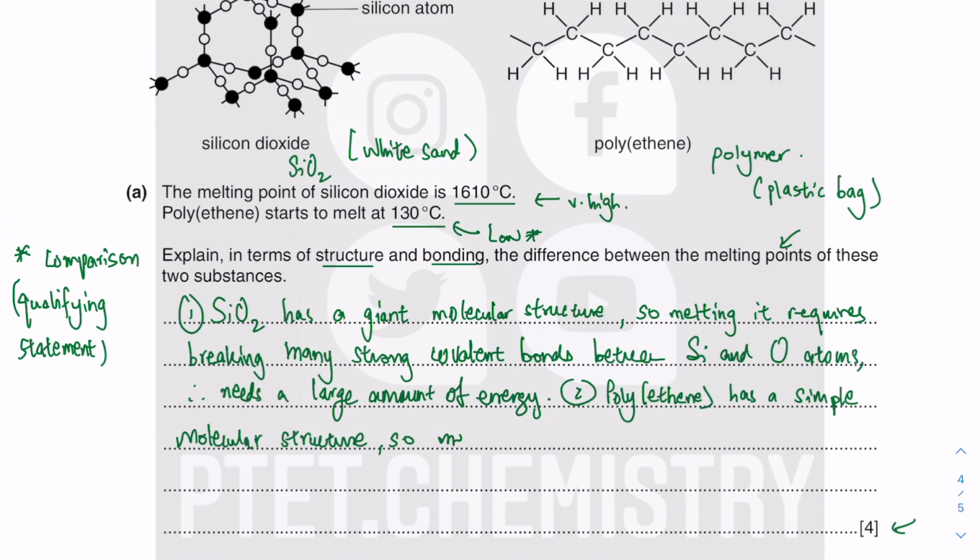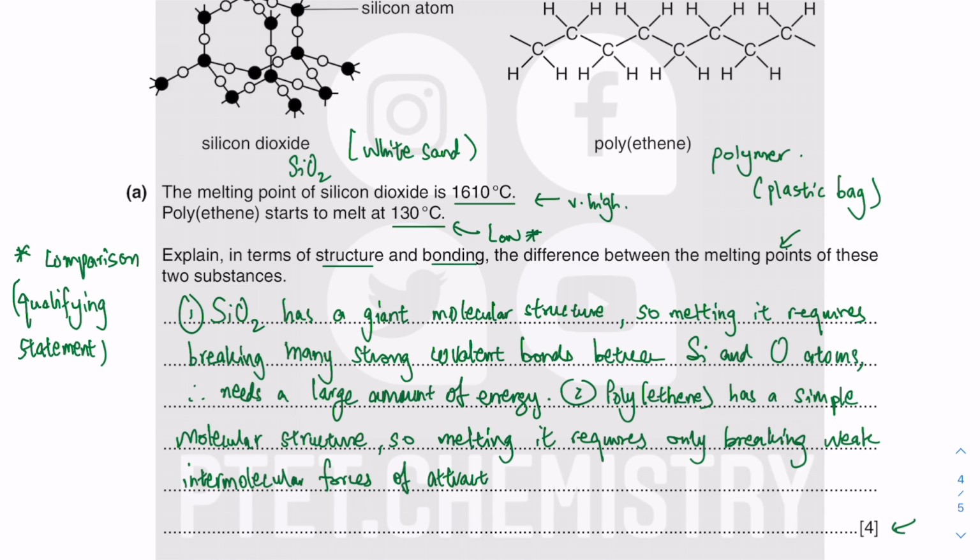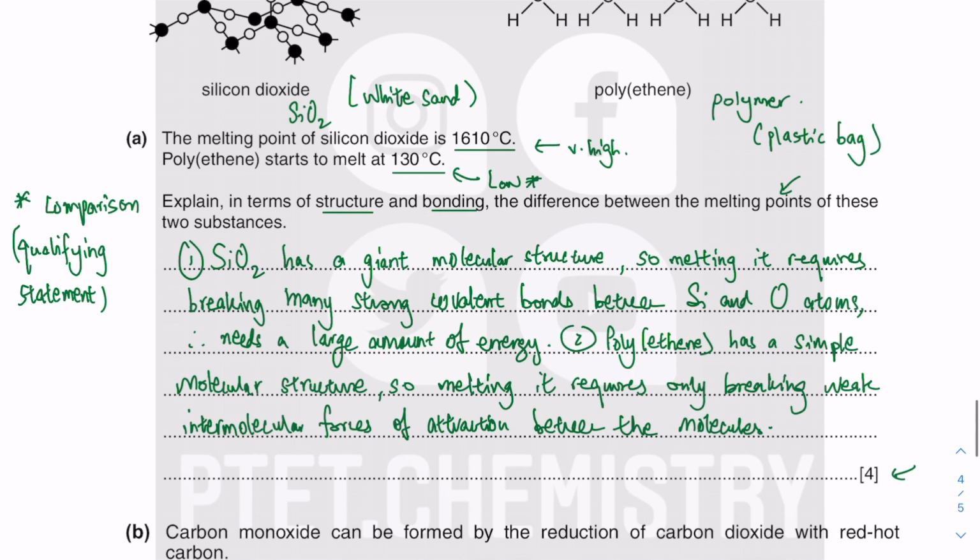So melting polyethylene requires only breaking weak intermolecular forces of attraction between the polymer molecules, because a simple molecule exists as a discrete single molecule, right?